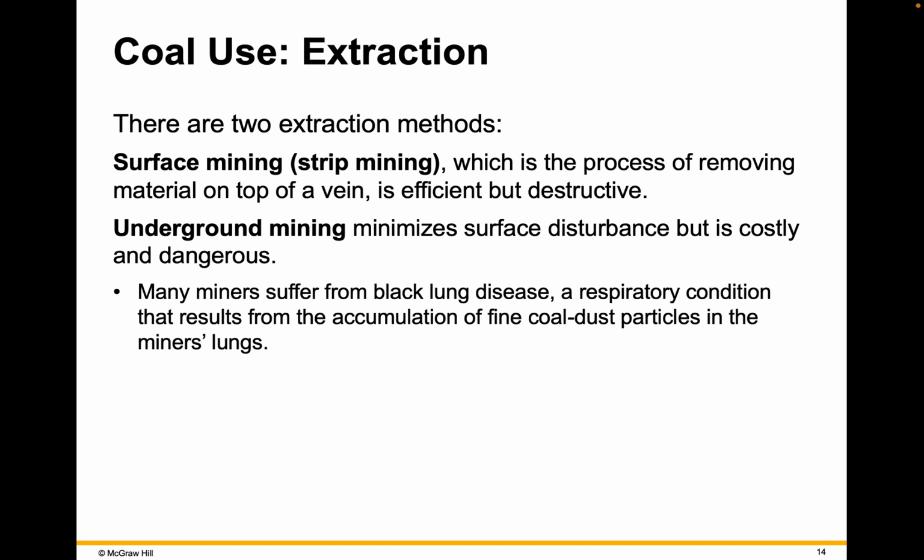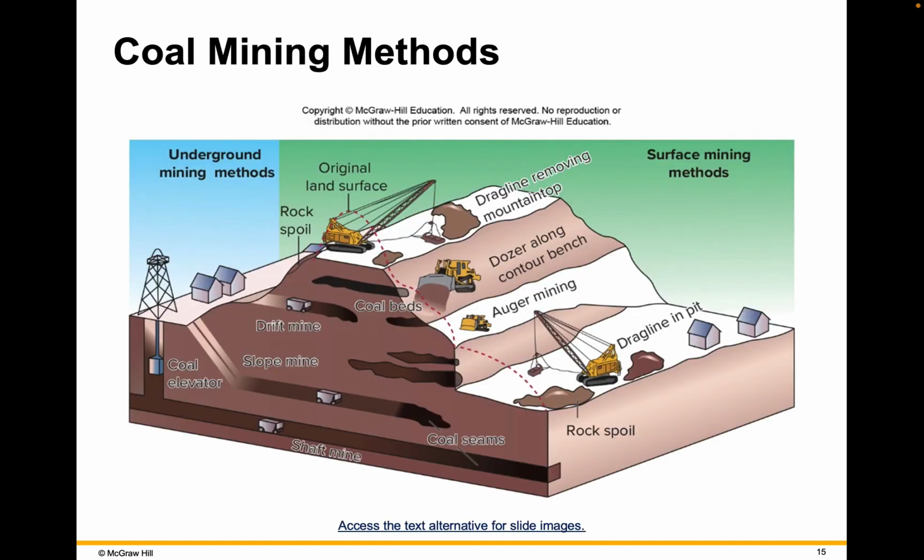Many coal miners suffer from black lung disease, a respiratory condition that results from the accumulation of fine coal dust particles in the miner's lungs. And here's a nice little graphic of some of the different coal mining methods. So the underground mining methods, you might have an elevator that takes the miners down into a mine shaft, and they're accessing seams of coal under the surface. And then surface mining methods, you'd see a lot of construction equipment removing that surface material to get down to the coal layer.